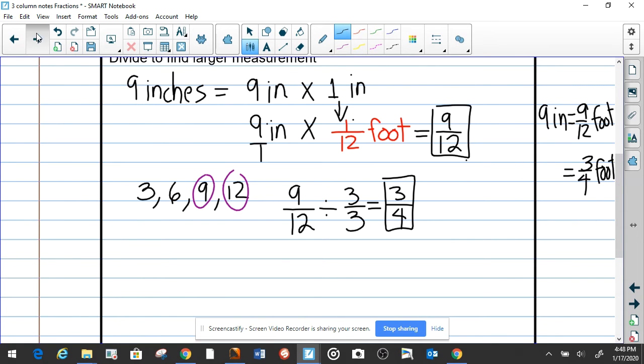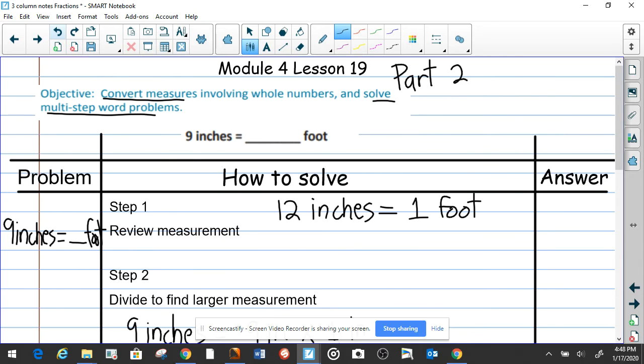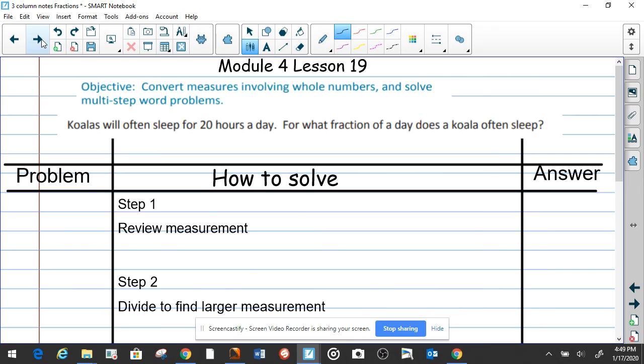Let's look at one more problem. This time I'm going to look at, did I go to the next page? I believe I haven't done so. So let me see. There we are. Now we have a word problem. Same thing, we're going to convert measurements. And this time it's a problem.